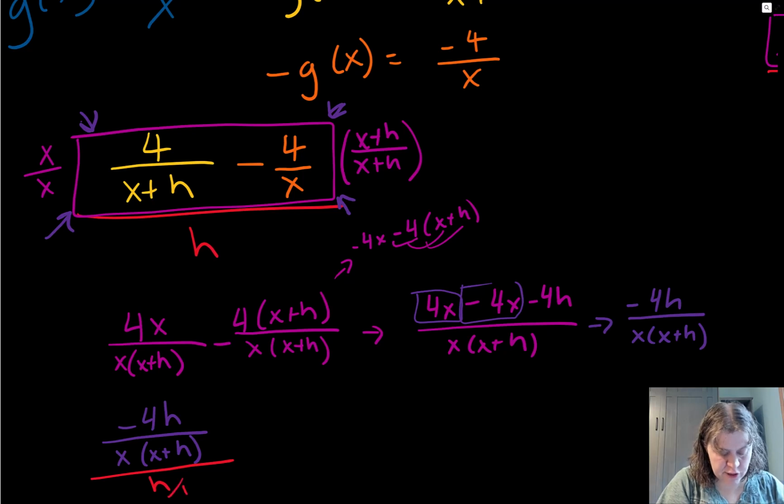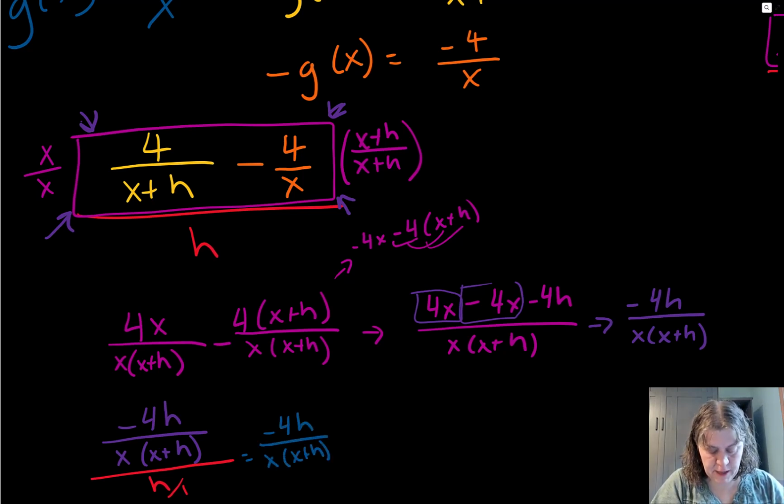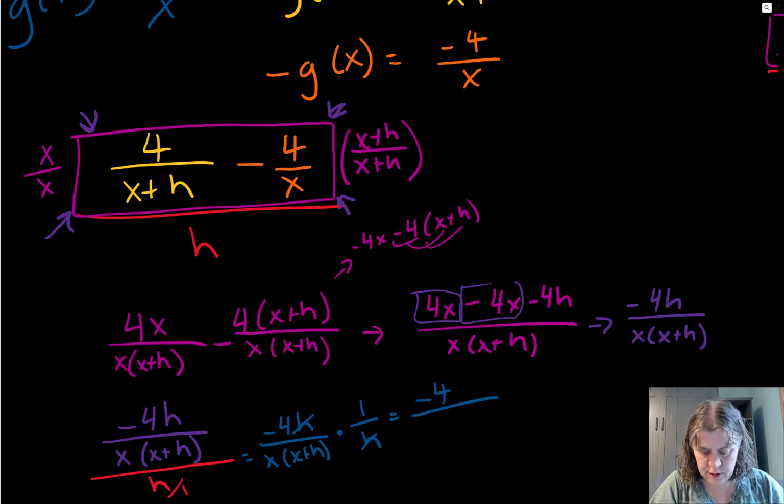h can also be written as h over 1, so I've got a fraction divided by a fraction. When I'm simplifying that, I keep the first fraction, negative 4h over x times x plus h, and then I multiply that by 1 over h. Then my h's cancel, and that leaves me with negative 4 over x times x plus h. And that's it, we're done.